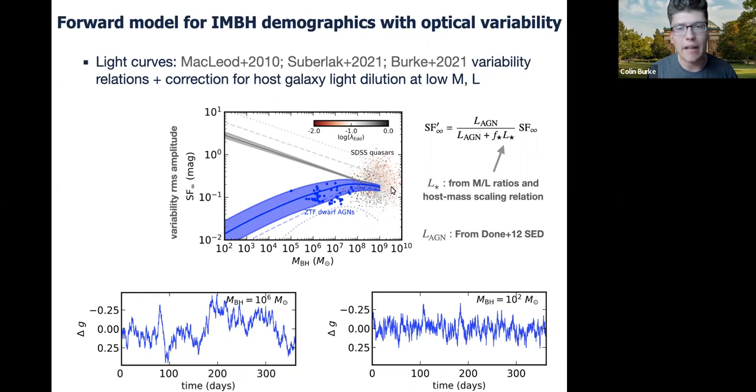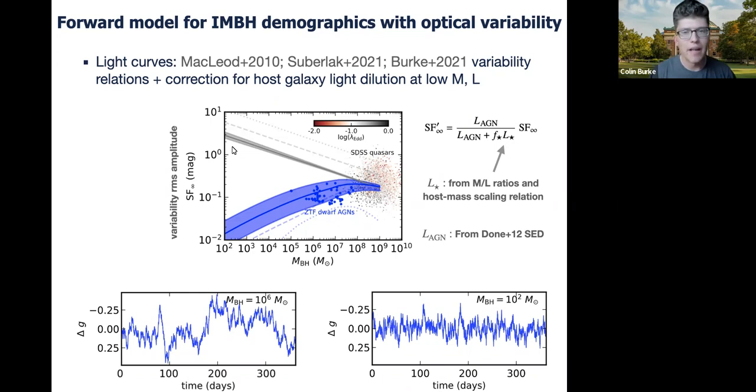To do that, first I extrapolated the SDSS relations, which are shown in gray for different Eddington ratios. SF infinity is like the RMS of the variability, so change in magnitude. When you extrapolate those to the IMBH regime, you get some wild answer, like over 1 magnitude of variation in the optical band, which would be crazy because IMBHs would be too easy to detect. We would have found them by now, most likely.